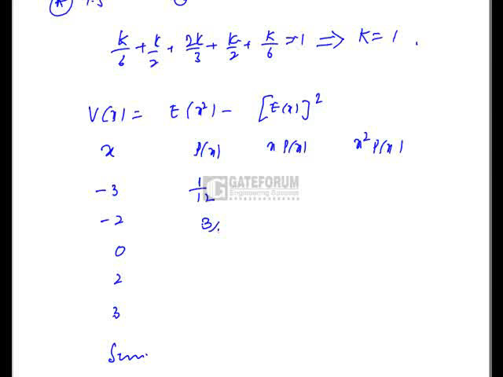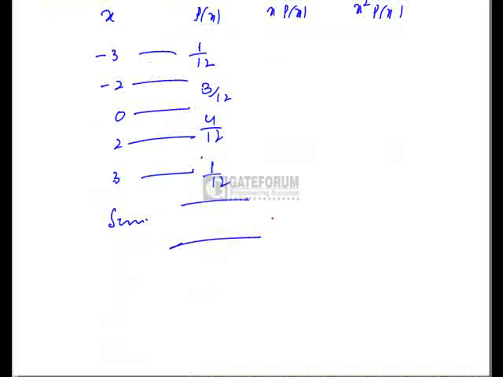Next value will be 3 by 12, then 4 by 12, then it is 1 by 12. And sum is nothing but 3, 7, 8, 9. So 1 by 12, 3 by 12, 4 by 12, 3 by 12. There is one more thing which is 3 by 12, which is missing out. Minus 3, minus 2, 0, then 2, 3. And if I add them, this is 1 by 12, this is 3 by 12. Sum will be 1.